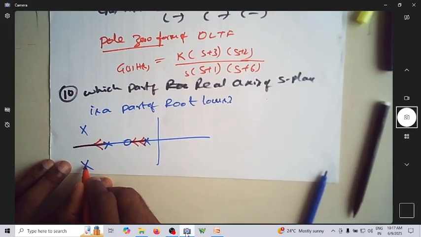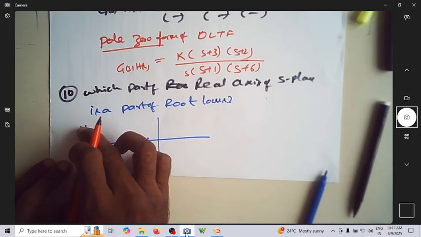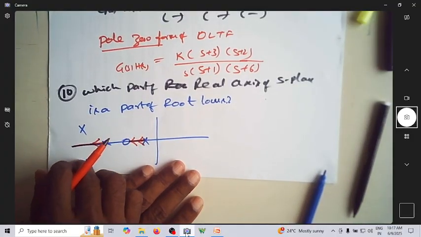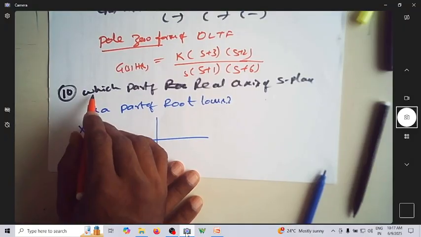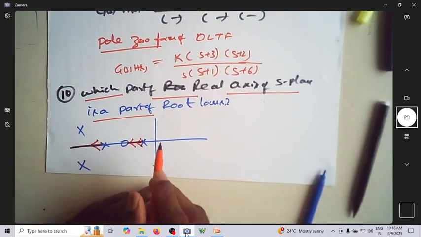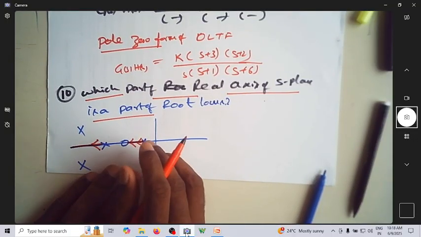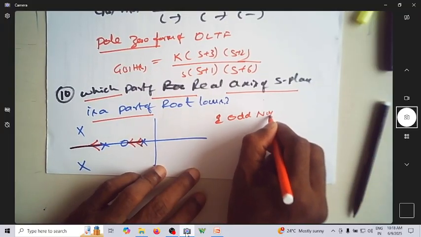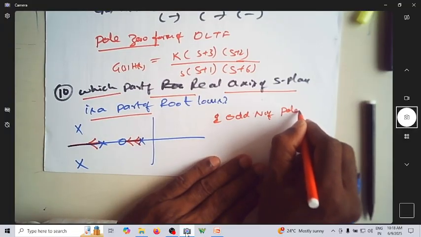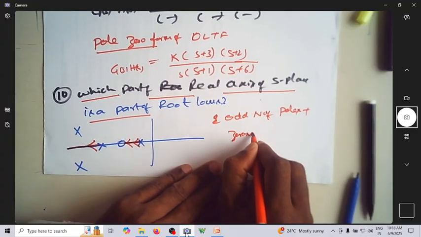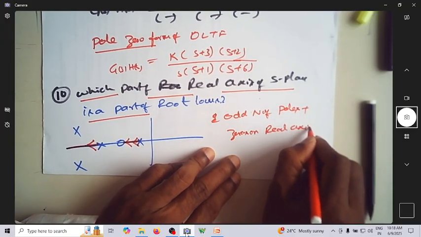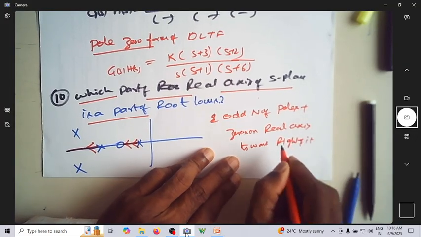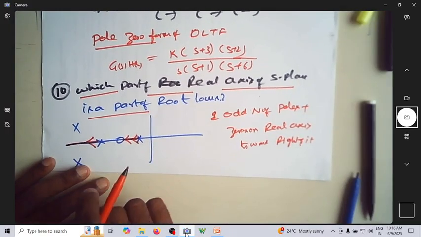And of course we know that when you have complex poles, you are going to have an angle of departure. So the angle of departure is required when you have a complex pole. Putting that aside, the part of the real axis of the S-plane that is a part of the locus is that segment which has an odd number of poles plus zeros on the real axis towards the right of it. So that part will be a part of the root locus.